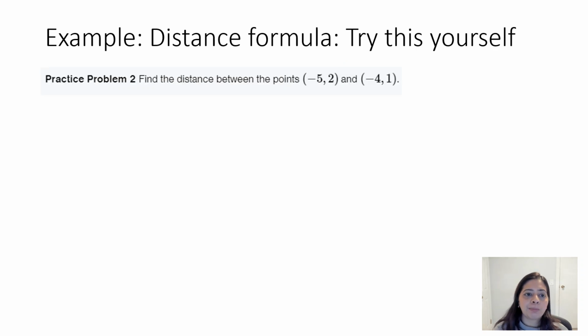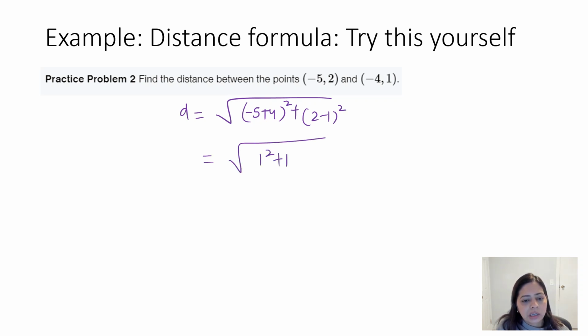So here's another example for you to try. I'll suggest you pause the video, try this yourself, and then come back and verify the answer. So I'm going to verify this for you. The distance here is the difference of x values squared plus the difference of y values squared. So that's 1 square, that's 1 square, that's square root of 2 units. That's the distance.